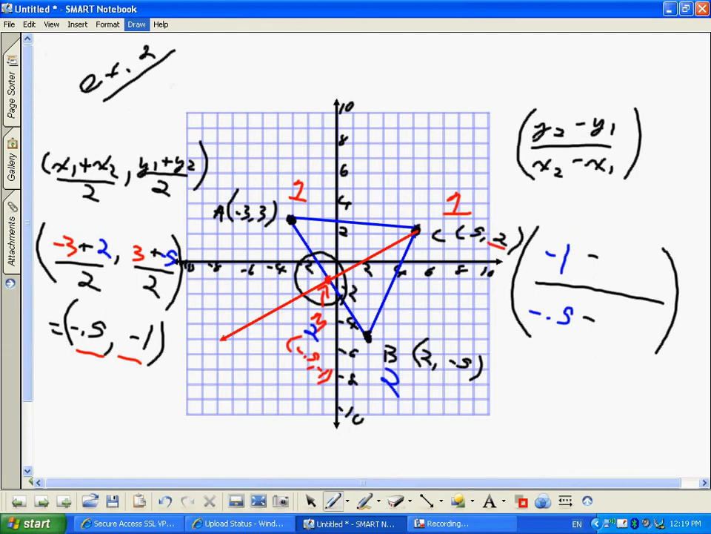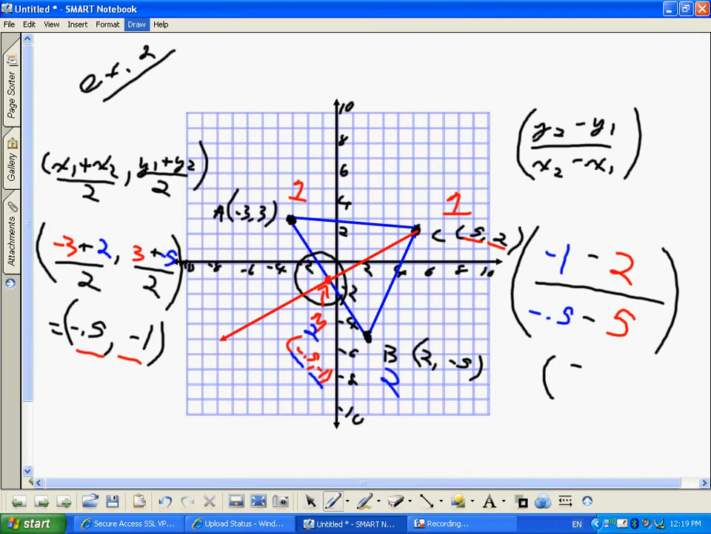y1 is our 2, and x1 is 5. Okay? Sorry about that. That was probably a little confusing there. This was our x2 and y2. Okay? We use those numbers to plug in. Now that we've put them into the formula, we have to solve.